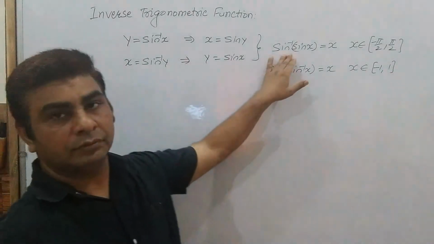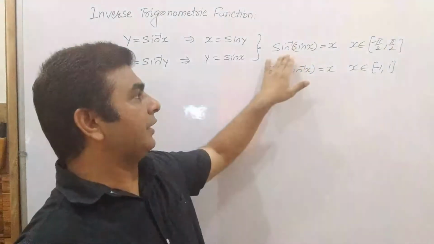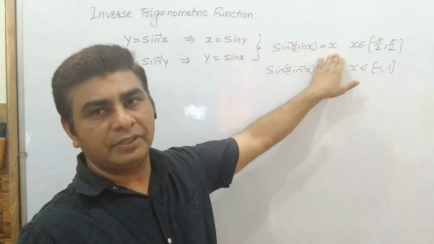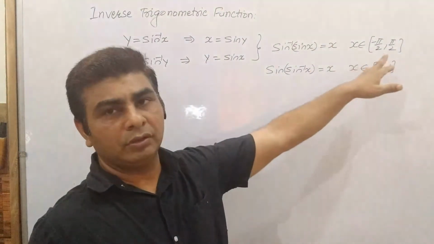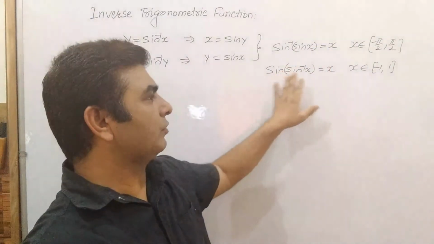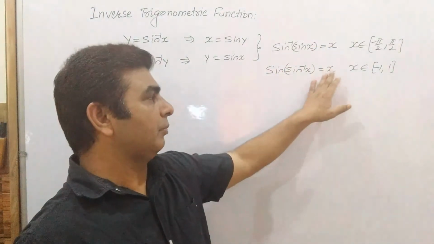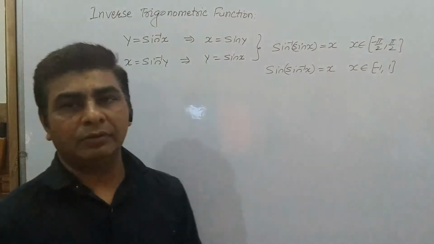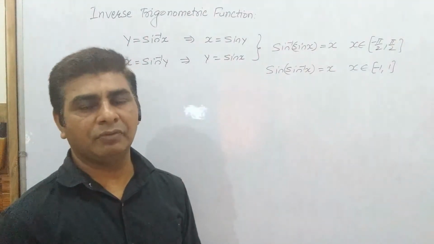So this is a property. If sine inverse sine x is there, you can directly write it as x, but x should be lying between minus 90 to plus 90. Similarly, sine of sine inverse x can also be written as x, but here x will belong to minus 1 to plus 1. We have more properties based on inverse trigonometric functions.